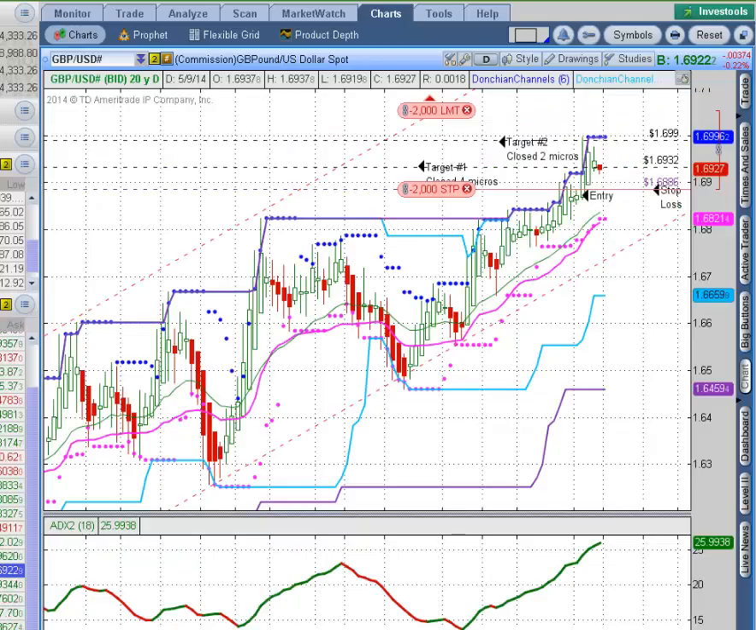Let's first look at the price chart for our open trade on the pound US dollar. We're still long 2 micros. Target number 3 is up at 2.000. Our stop loss is at 1.6886.